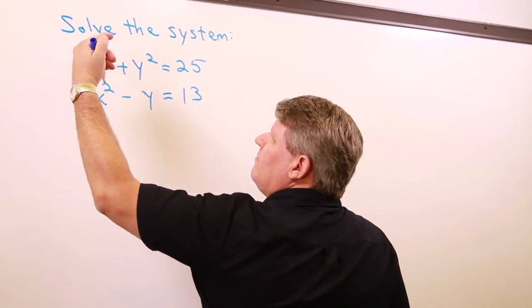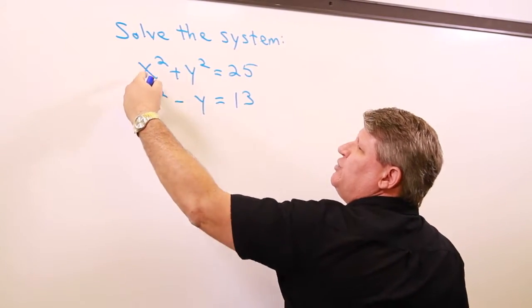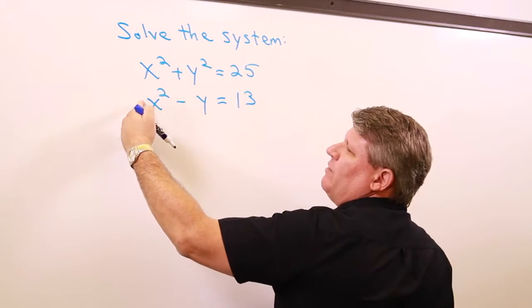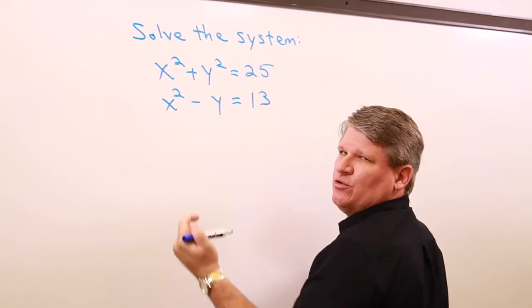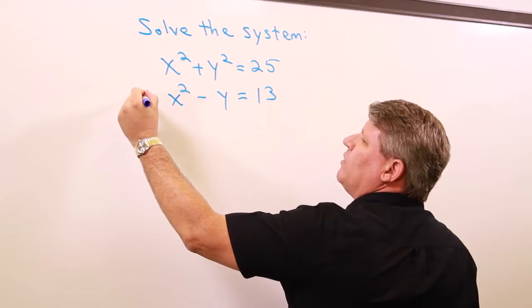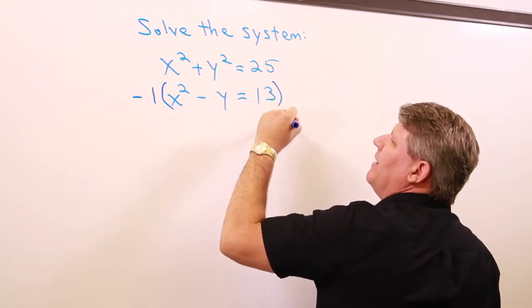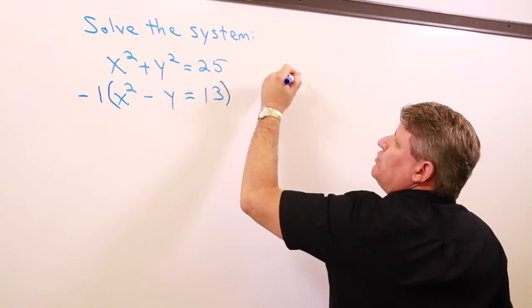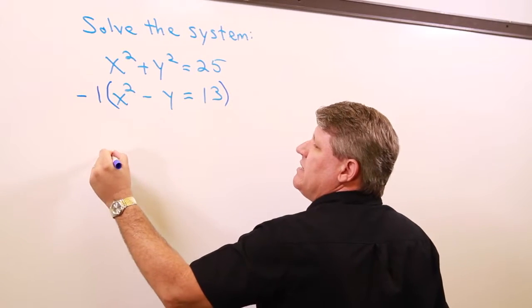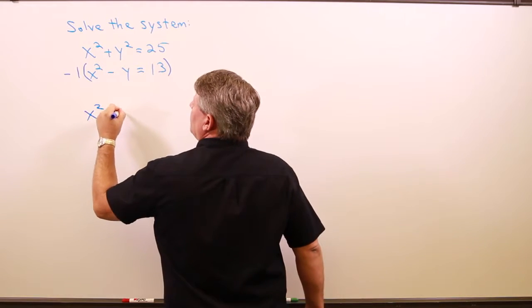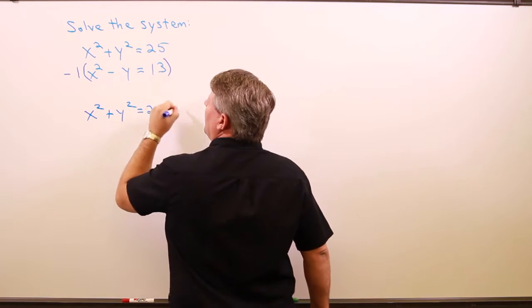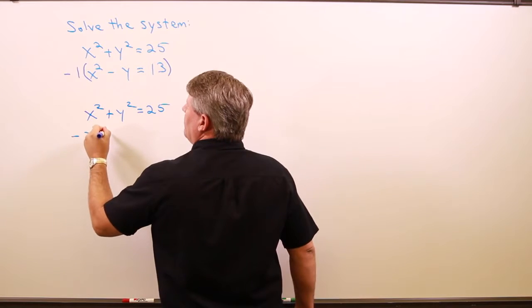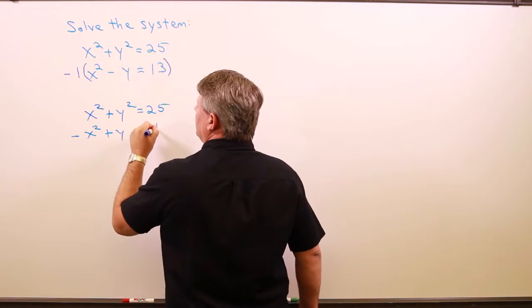So, what I need to do then is I do have to multiply at least one of these equations by a -1, because positive x squared and positive x squared, if I add up now, they're just going to double up. So I'm going to multiply my second equation by -1. I'm going to leave my first equation alone. So my first equation will still be x squared plus y squared is equal to positive 25. But my second equation becomes negative x squared plus y is equal to negative 13.